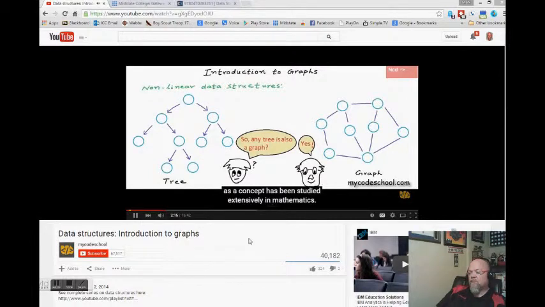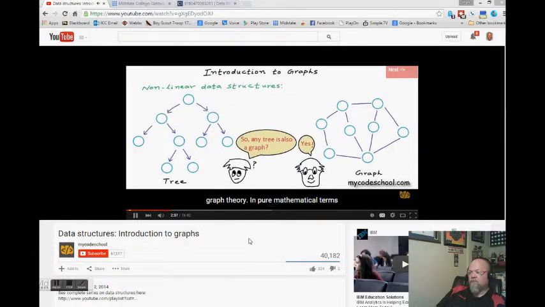Now graph as a concept has been studied extensively in mathematics. If you have taken a course on discrete mathematics, then you must be knowing about graphs. In computer science, we basically study and implement the same concept of graph from mathematics. The study of graphs is often referred to as graph theory.